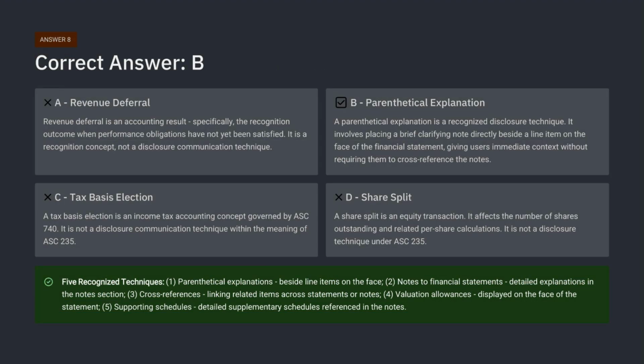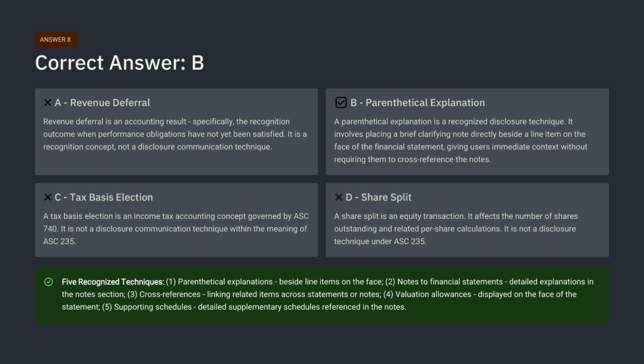The correct answer is B. Parenthetical explanation. A parenthetical explanation is a recognized disclosure technique where a short clarifying note appears directly beside a financial statement line item. Option A is wrong because revenue deferral is an accounting result, usually tied to revenue recognition timing. Option C is wrong because a tax basis election is not an ASC 235 communication technique. Option D is wrong because a share split is an equity transaction, not a disclosure technique.